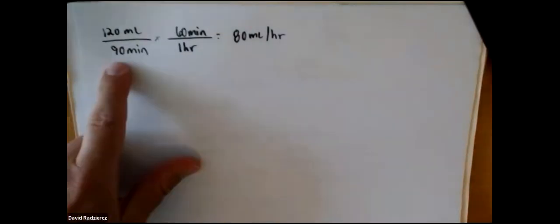Alternatively, if you know that 90 minutes is the same as 1.5 hours, you can also just say 120 milliliters over 1.5 hours, and you can still get an answer from that. 120 divided by 1.5, and we're going to get the same answer. So there's more than one way to come up with the right answer.